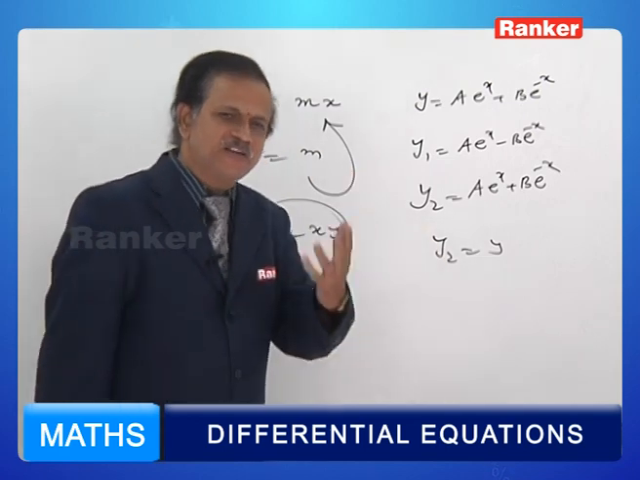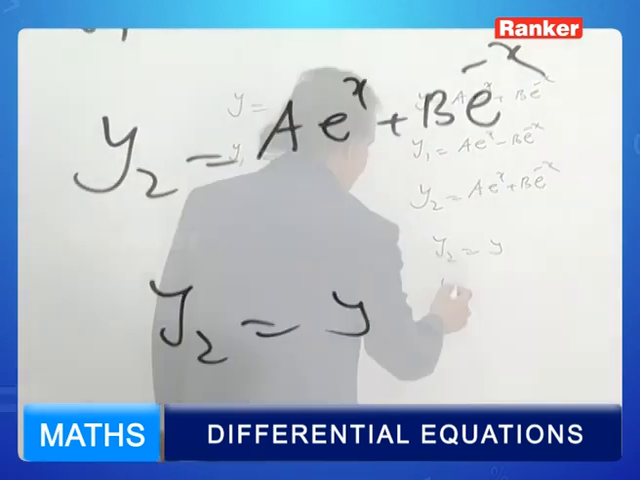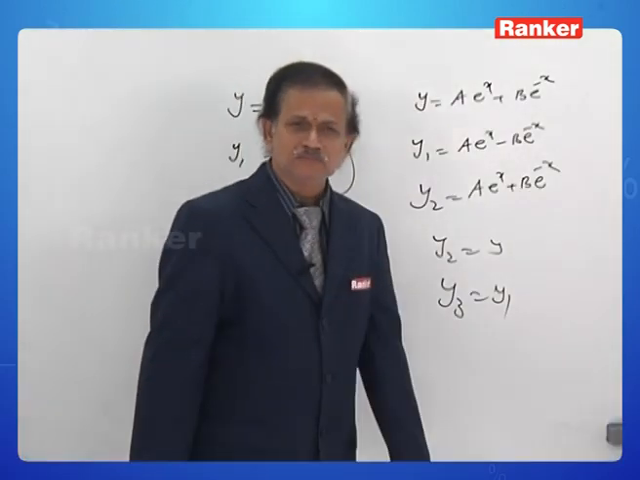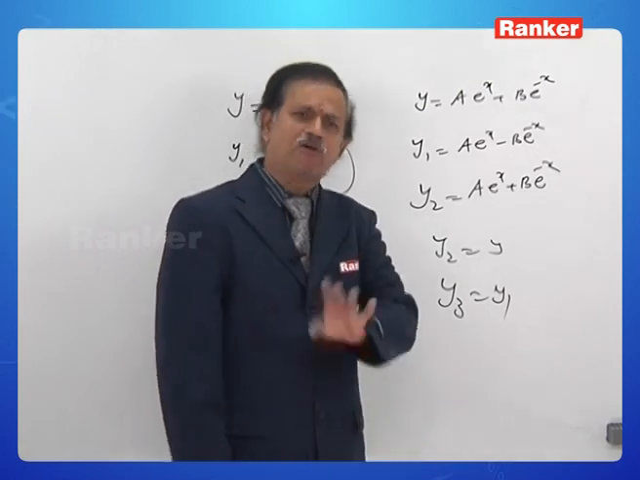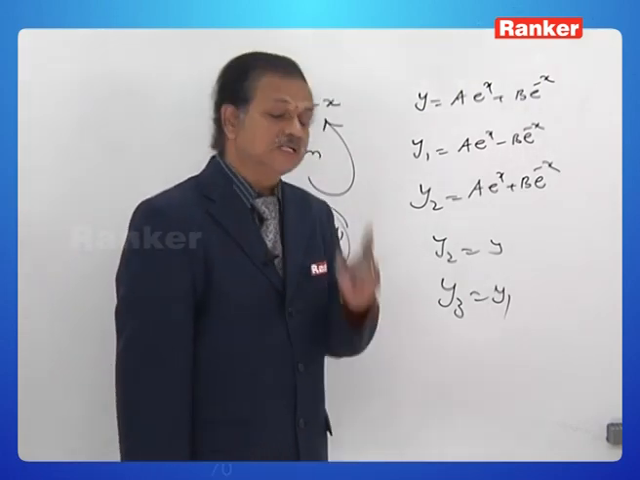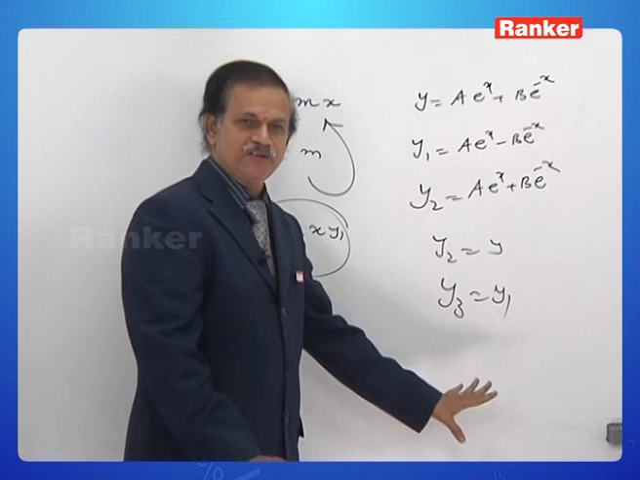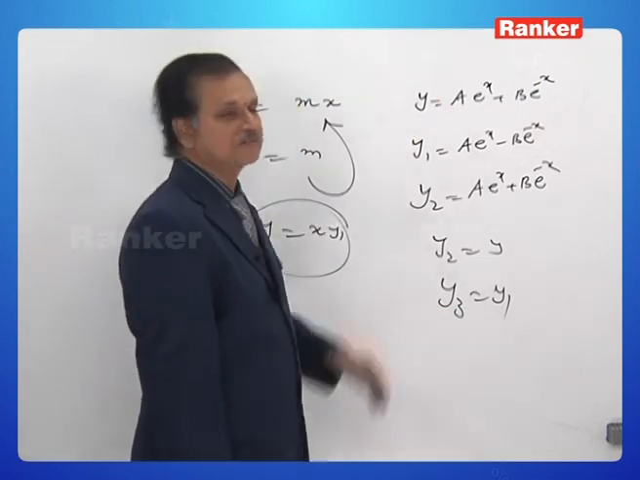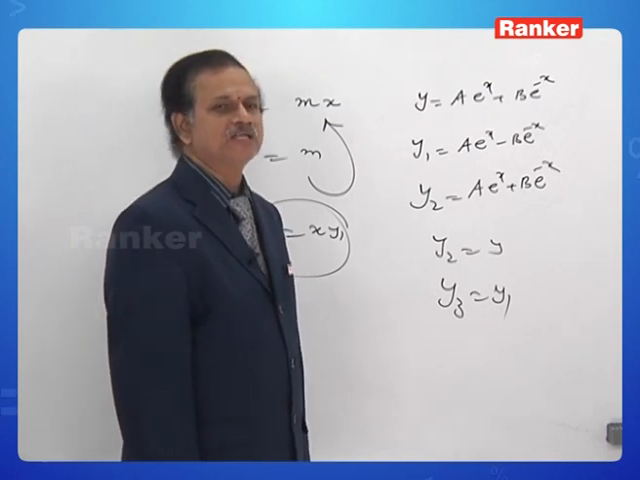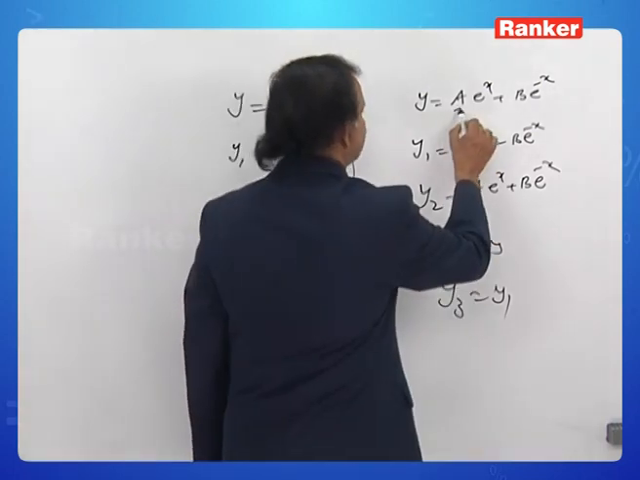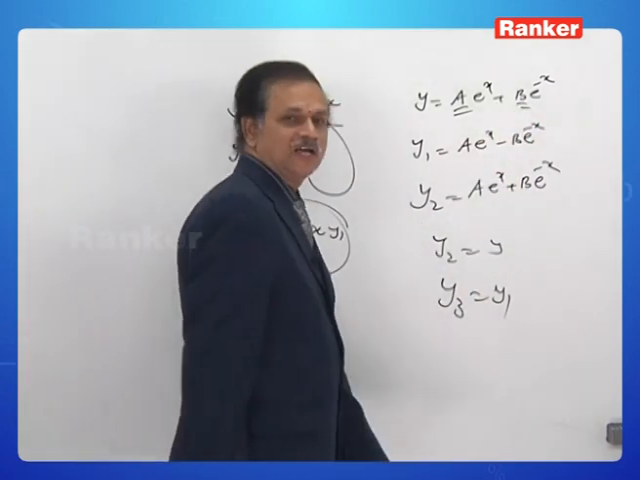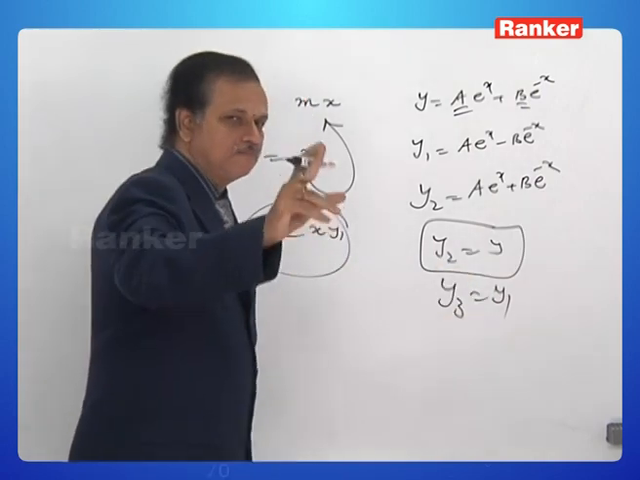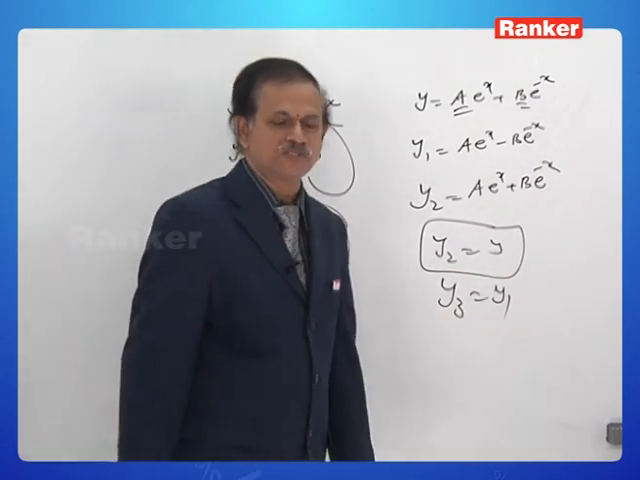Now I again differentiate it. What happens? y3 is equal to y1. Anything wrong? No doubt this is a differential equation. Nobody can say no. I do agree with that. But this is not the differential equation whose solution is this. Why? Because the number of constants here is 2. Order of this equation is also 2. That must be the rule which is to be satisfied.